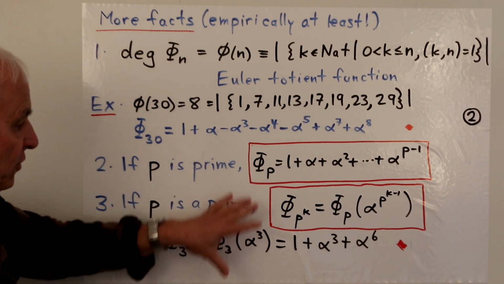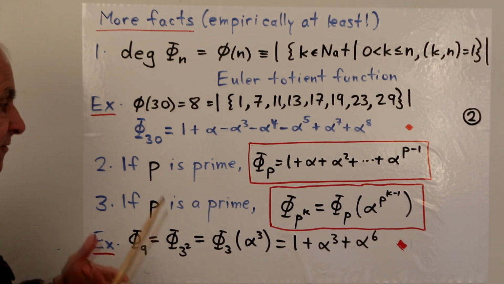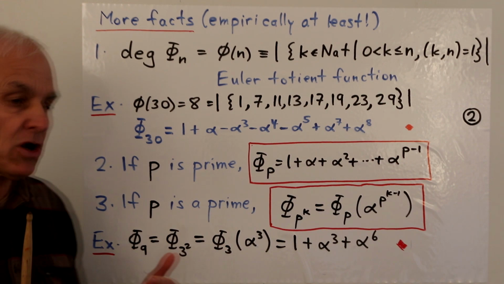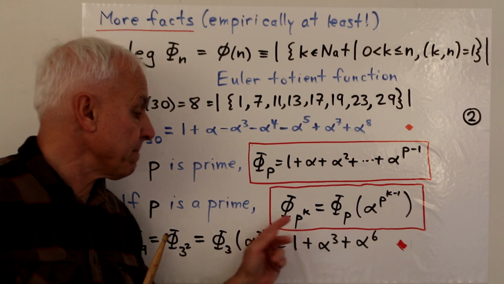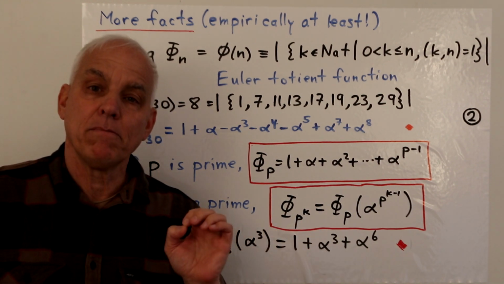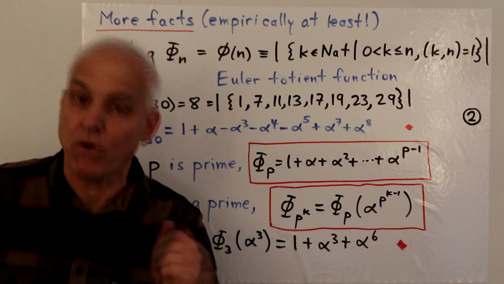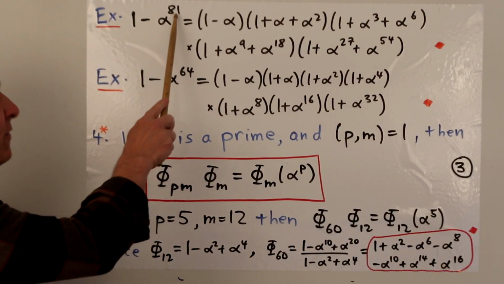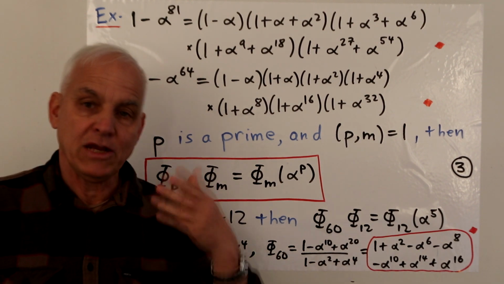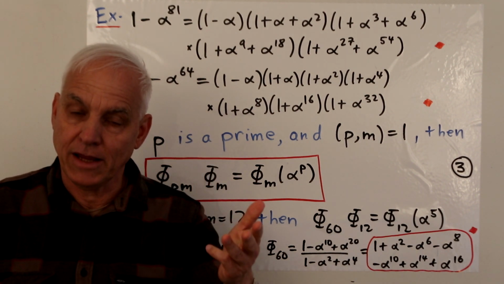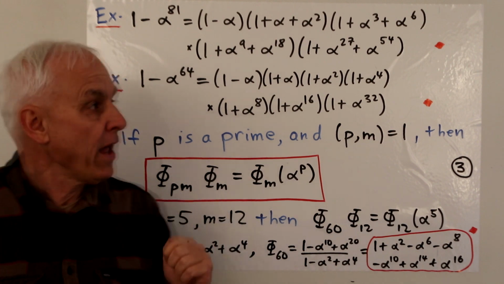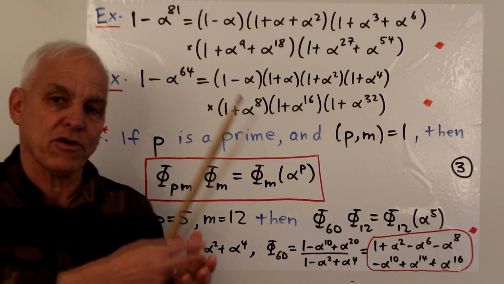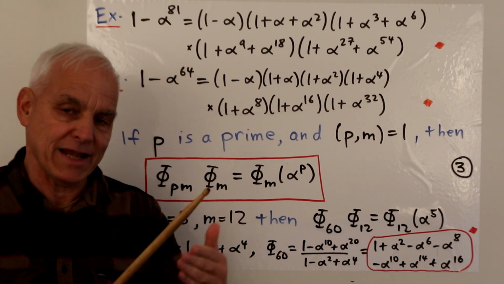So these two formulas very clearly lay out what the cyclotomic polynumbers are, where the number in question is a prime or a power of a prime. So for example, suppose we want to factor 1 minus alpha to the 81. Now 81 is a power of 3. It's 3 to the 4th.